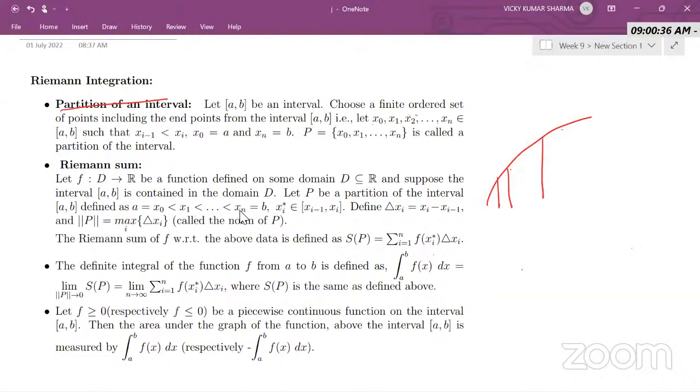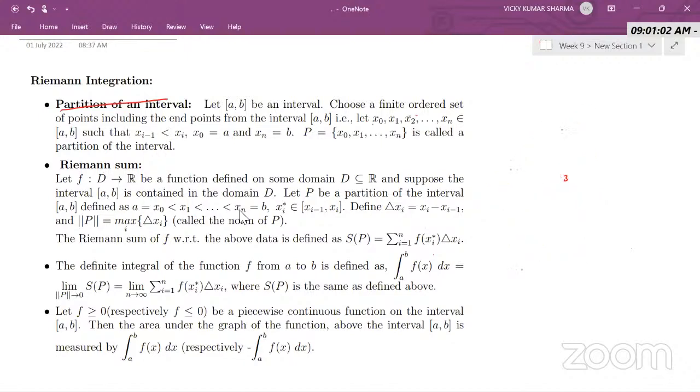Over here, maybe I can just tell you again. I'm talking about the width. If this width is h1, this width is h2, let's say this is 1, this is 2, and let's say this h3 is 3. Then what is the norm of P? It is 3, because you have to take the maximum of these widths. That's all.